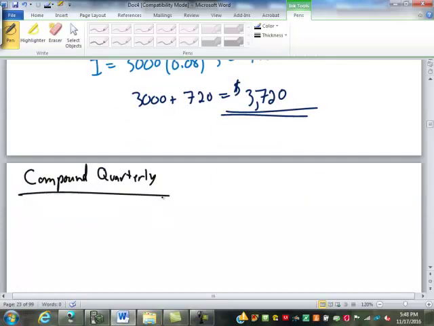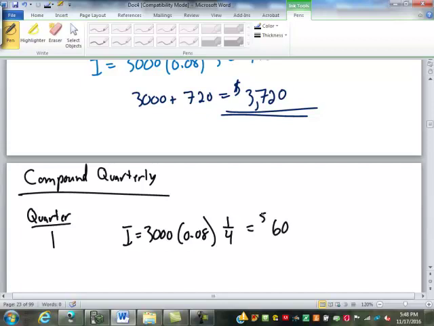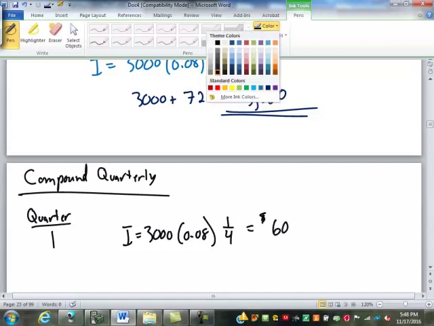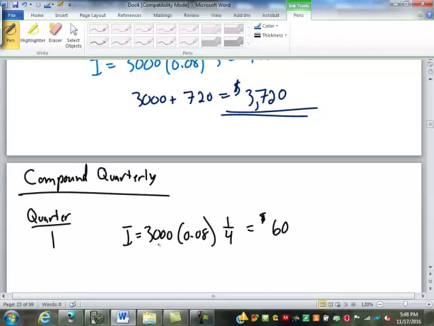We'd have to figure it out each quarter. We'd have to figure out the interest and add it in. So in quarter one, my interest will be 3,000 times 0.08 times 1/4 of a year, 1 quarter. That comes out to be what, $60? So if I add that onto my 3,000, I start out quarter two with $3,060.